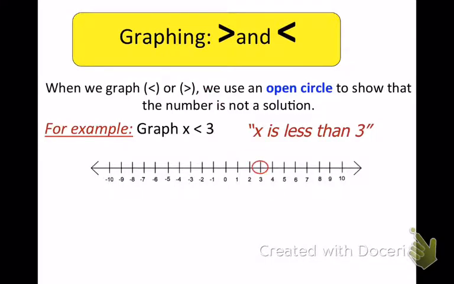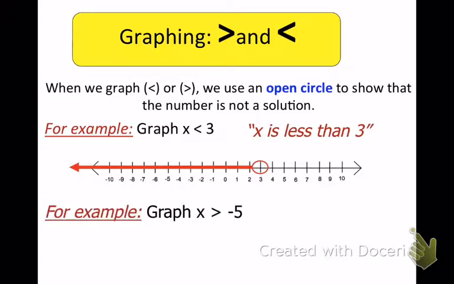That tells me 3 is not an answer that would be true for this statement. So 3 is not less than 3, so we cannot say it's an answer. We use an open circle to say not an answer. Then we just color everything to the left. This says every single number that's highlighted is an answer. Again, that's the infinite numbers that go on forever.